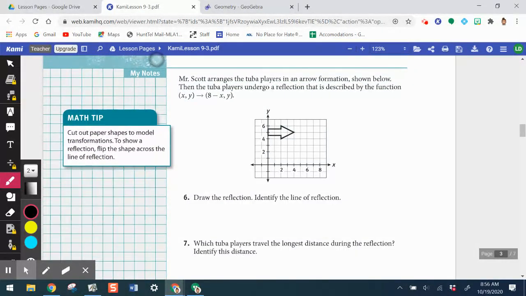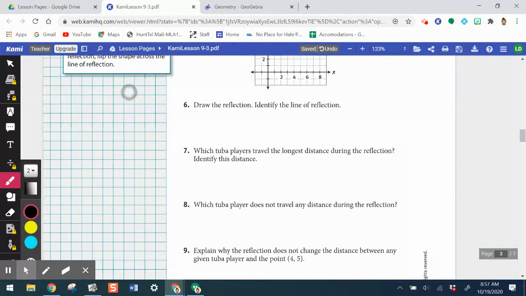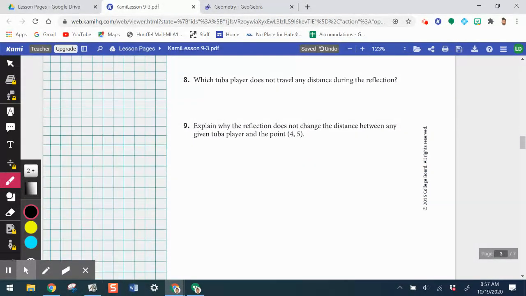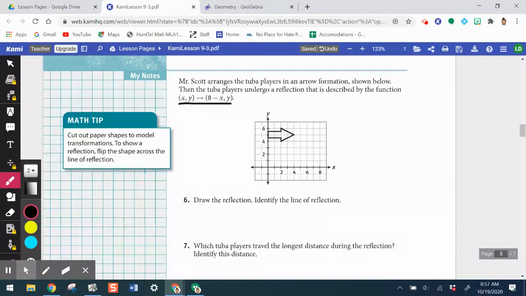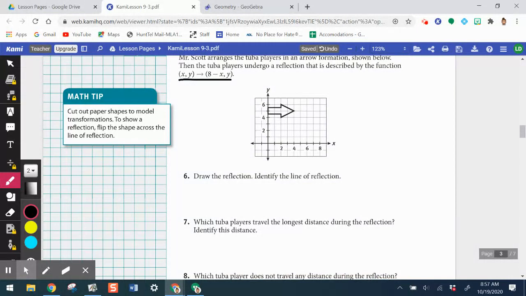Now let's take a gander, moving right along, looking at another reflection. Mr. Scott arranges the tuba players in an arrow formation shown below. Then the tuba players undergo a reflection that is described by this function, which looks a little bit different. But after you take a second to draw that reflection and answer some of the questions, I want to see if we can maybe simplify the way this function looks and look at it a slightly different way. So let's go all the way through the bottom of the page to number 9. Draw a line at the bottom of the page, and when you get to number 9, play through the video to see how you did.